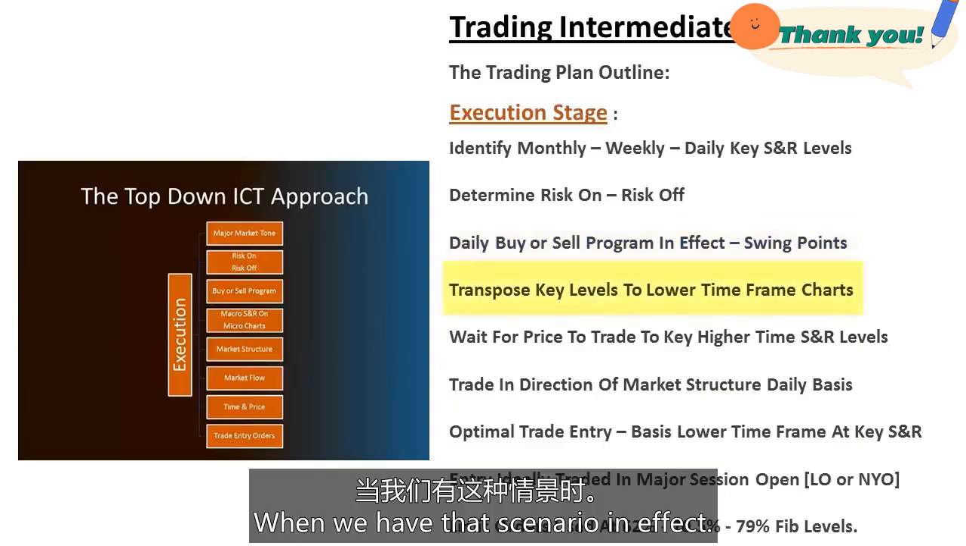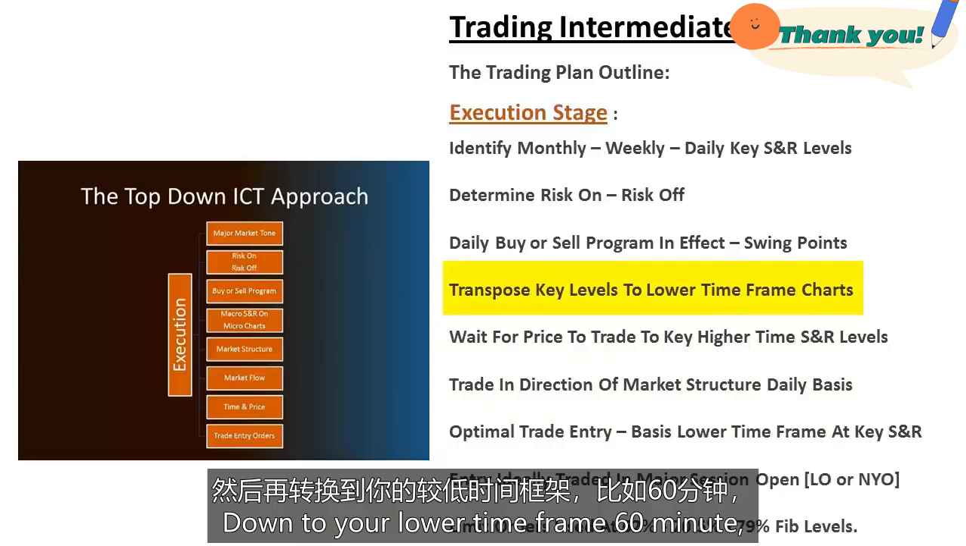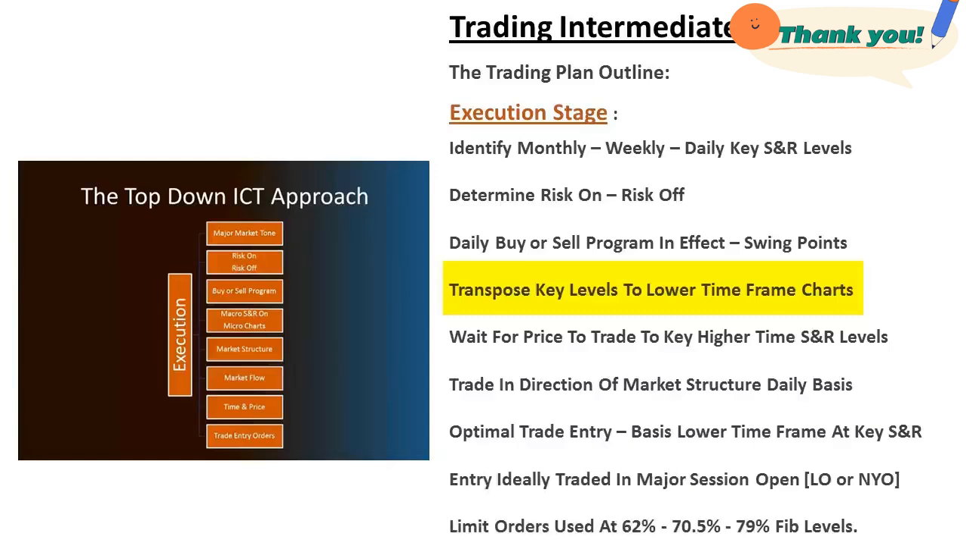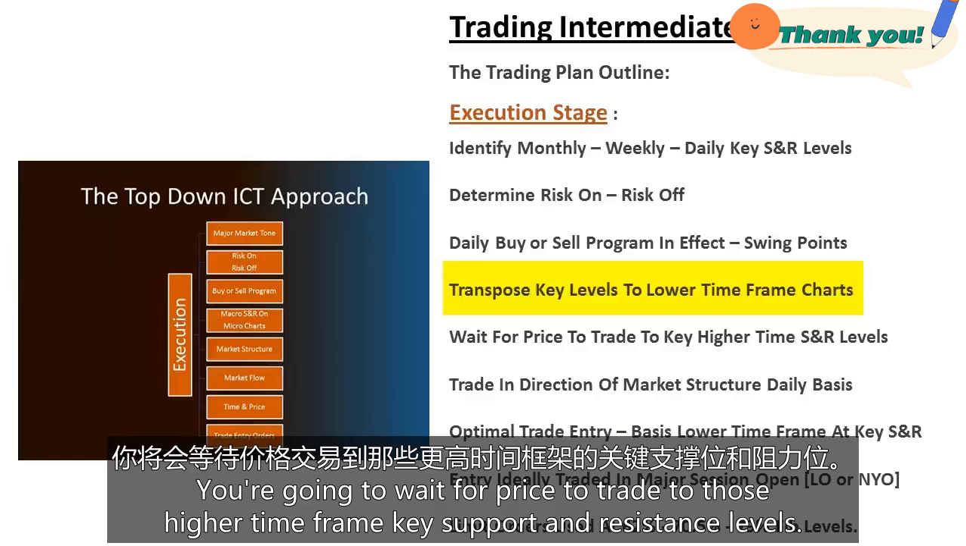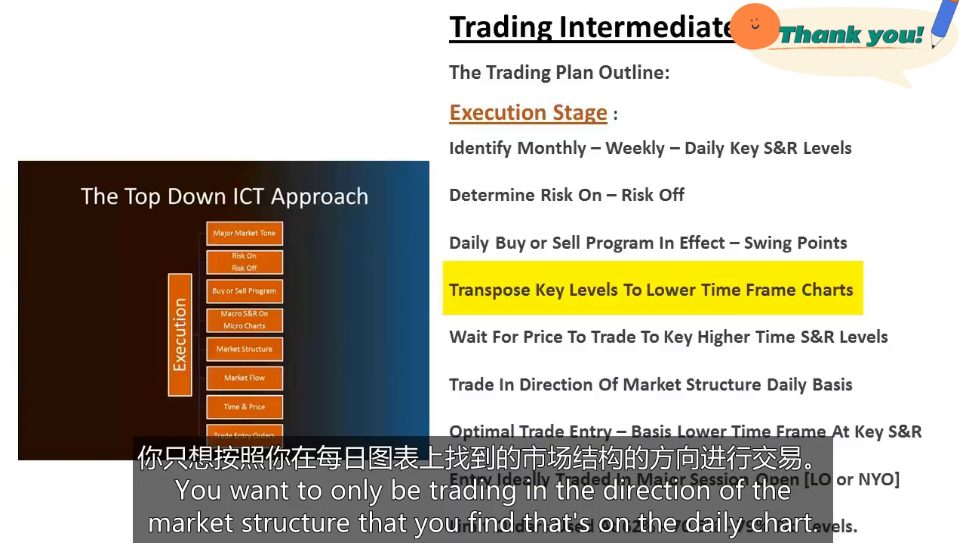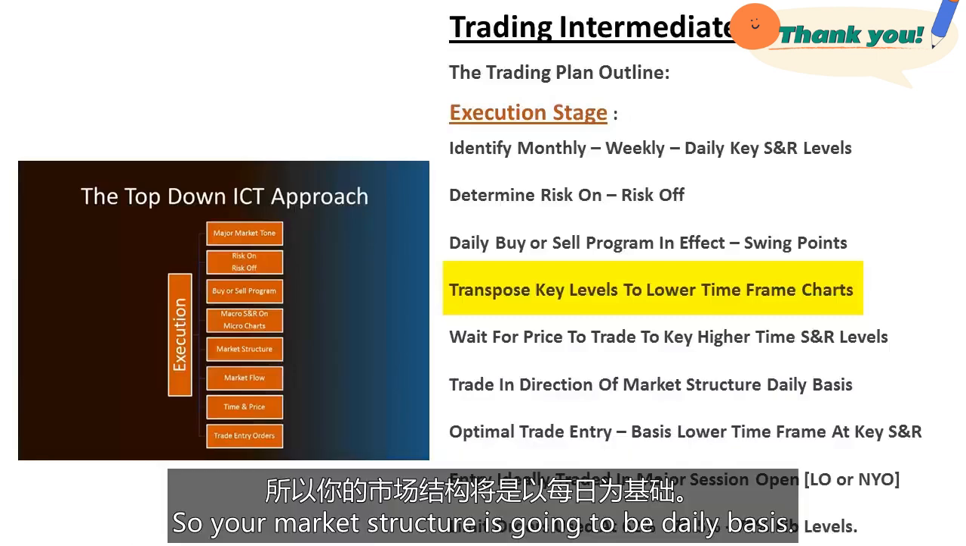When we have that scenario in effect, you're going to be transposing those key levels from the higher time frames, monthly, weekly, and daily, down to your lower time frames, 60-minute, 15-minute, and 5-minute charts. You're going to wait for price to trade to those higher time frame key support and resistance levels. You want to only be trading in the direction of the market structure that you find on the daily chart. So your market structure is going to be on a daily basis.